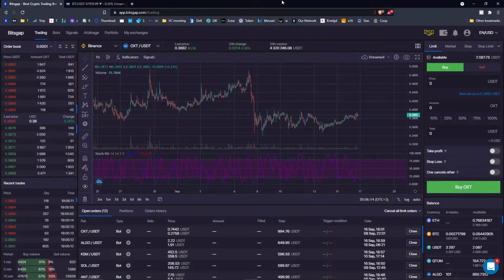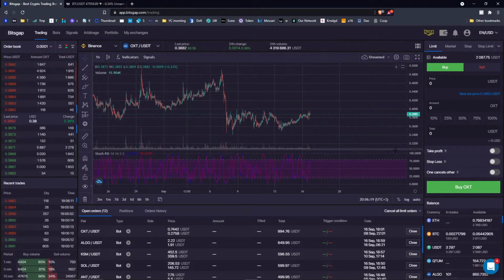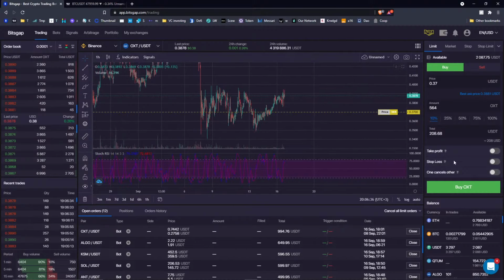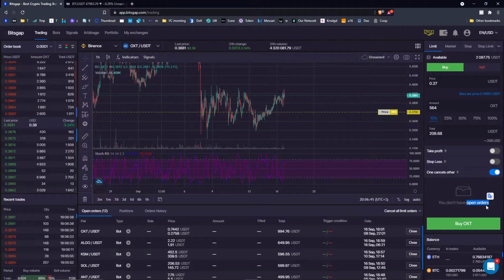So for example, let's say I set a limit buy order. Let's say I want to buy OXT at the price of 0.37, and I want to buy 10% of my entire balance, available balance to be precise. You would notice that you can now optimize the OCO order, but for that you need to have some open orders to play with, because the condition is that it's going to be linked with another order.